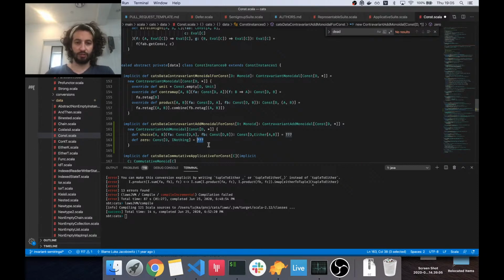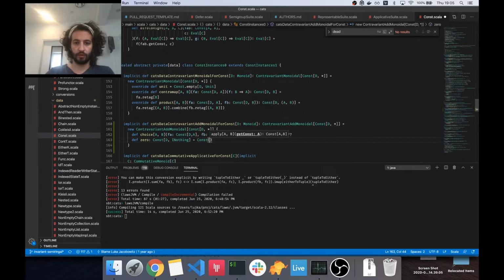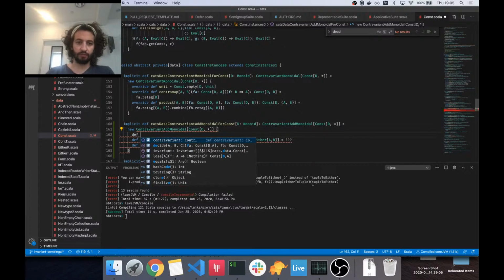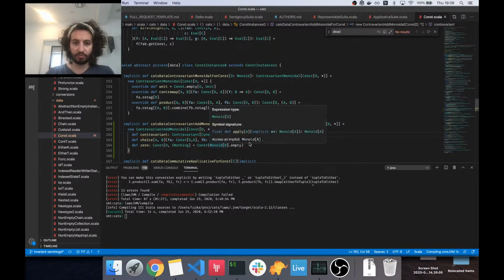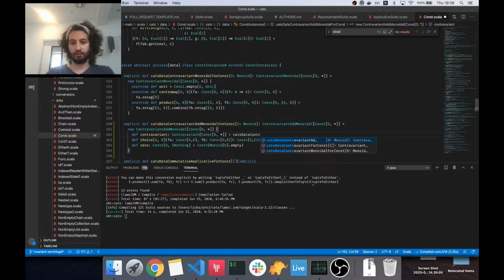So the good thing about this is just const of empty. Mono d dot empty. What's missing? Oh yeah, just talked about that. Why you gotta do me like that? Metals, why? So this should at least compile. Yeah, and then this is just cats data contravariant for const. Cool.